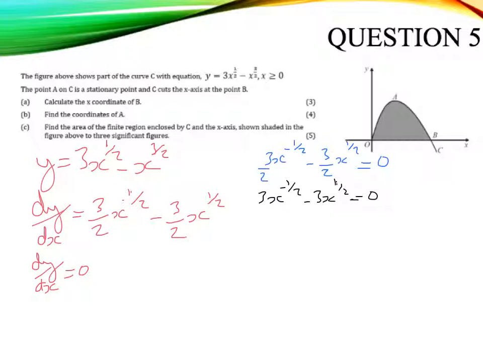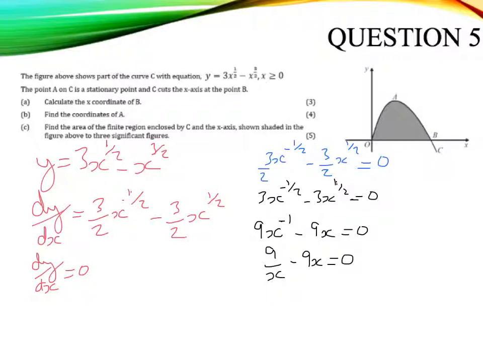Well, again, why don't we do the same thing that we did in part A and square everything? That might just tidy it up a little bit. So now we've got 9x to the minus 1 minus 9x equals 0. So it's starting to look, well, a tiny bit better. At least I haven't got any fractional powers anymore. Let's make this look slightly different. Let's go with 9 over x minus 9x equals 0.